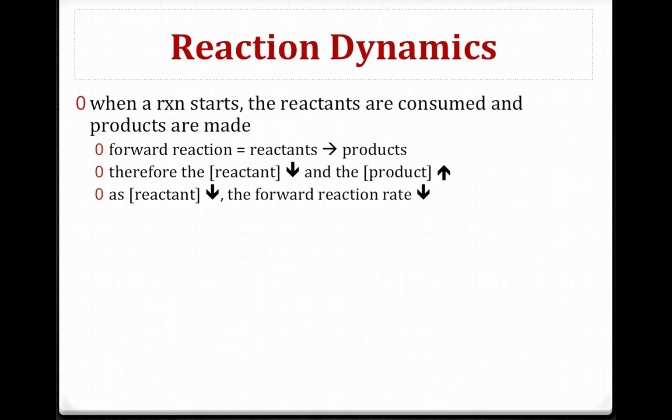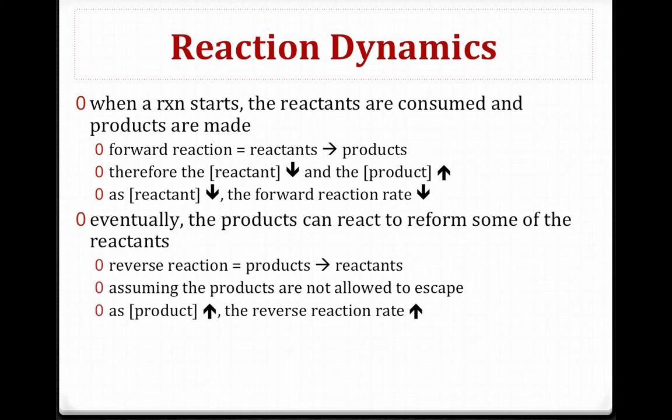So when a reaction starts, the reactants are being consumed to make the products. The reactant bonds are breaking and the product bonds are forming. In a forward reaction, you're going from reactants to products. Therefore, the reactant concentration decreases and the product concentration increases. As the reactant concentration decreases, the forward rate is going to decrease.